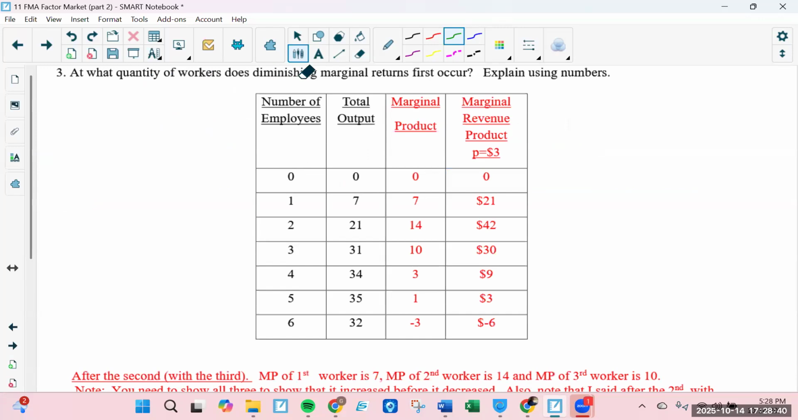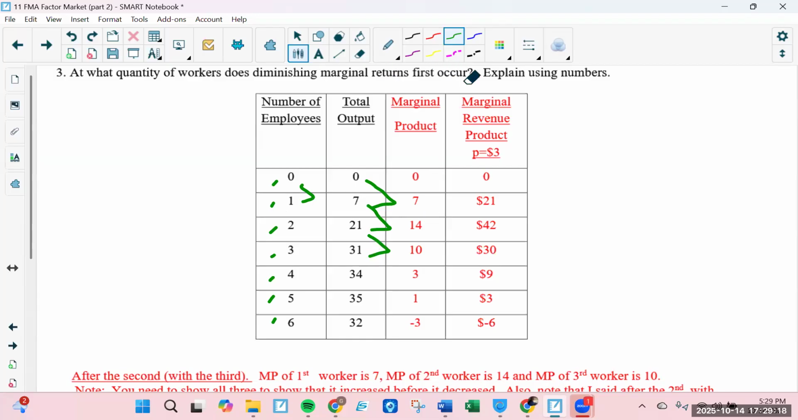At what quantity of workers does diminishing marginal returns first occur? Explain using numbers. To do this one, you had to solve for marginal product. Marginal product is the change in total product, which is quantity, divided by the change in quantity of labor. So it's 7 minus 0 divided by 1 minus 0. All these go up by 1, so we can ignore the divide by the bottom number because it's going to be 1. So 7 minus 0 is 7. 21 minus 7 is 14. 31 minus 21 is 10, and so on and so forth.